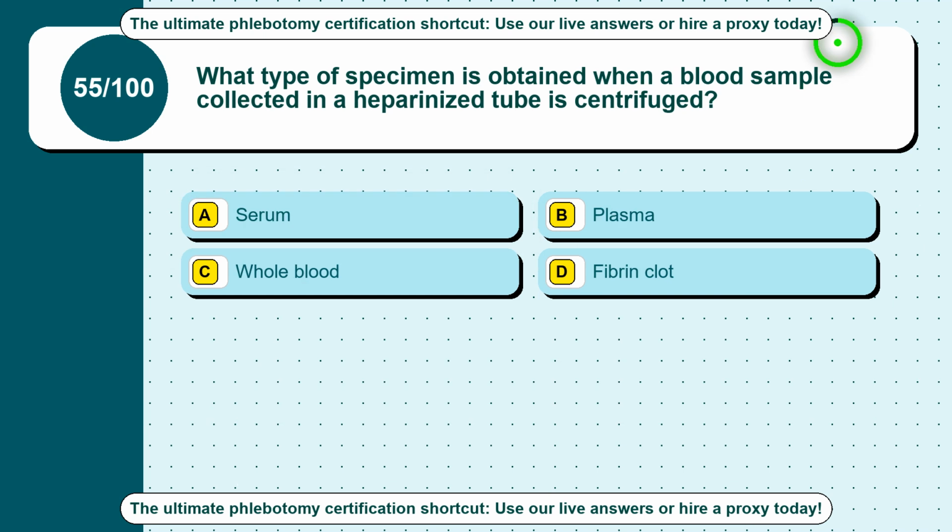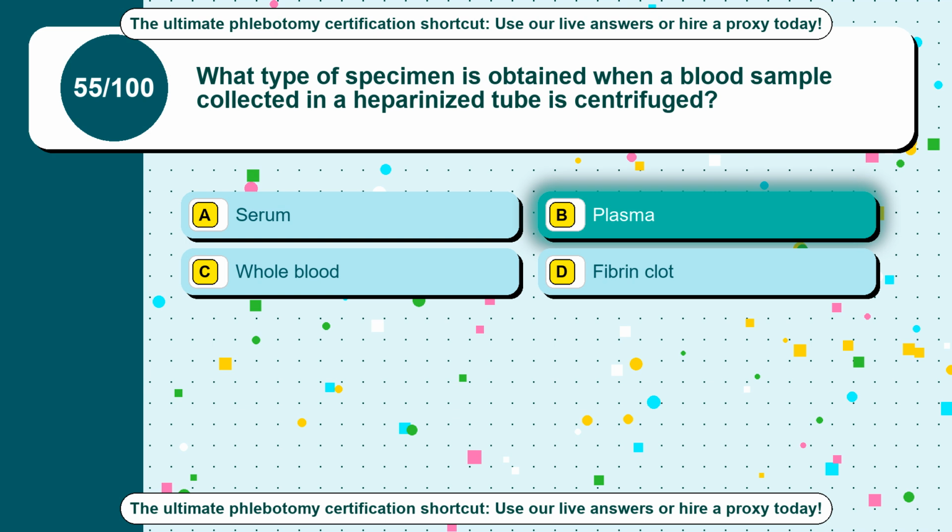Question 55. What type of specimen is obtained when a blood sample collected in a heparinized tube is centrifuged? Option A. Serum. Option B. Plasma. Option C. Whole blood. Option D. Fibrin clot. The correct answer is option B.